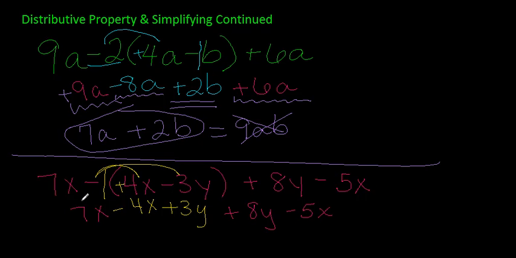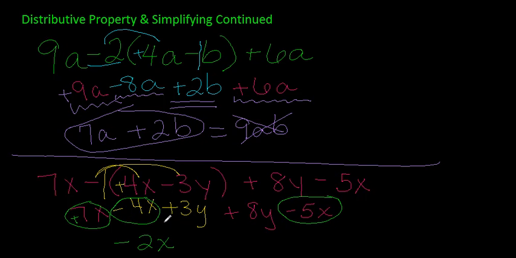Is there anything else that goes with this 7x? Remember, it's a positive 7x. Yep, this -4x and this -5x. So when we combine all three of those, positive 7x's minus 4x's gives me 3x's. And then when I take away 5 more x's, I'm at -2x.